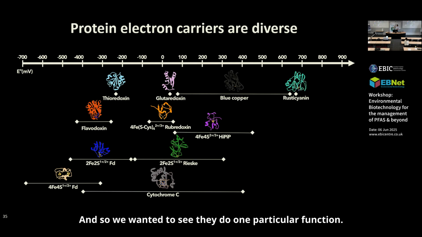And so we wanted to see, they do one particular function. They take an electron from one enzyme and they give it to another enzyme. So they're not really dynamic. They don't respond to molecules. And so we wanted to see if we could take one of these proteins and make it allosteric, as we would call it in sort of the enzymology world.